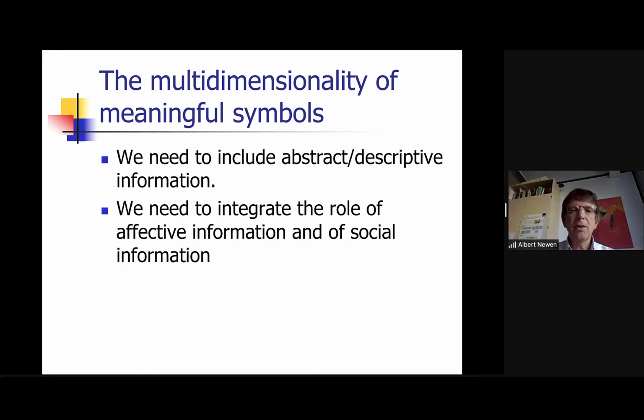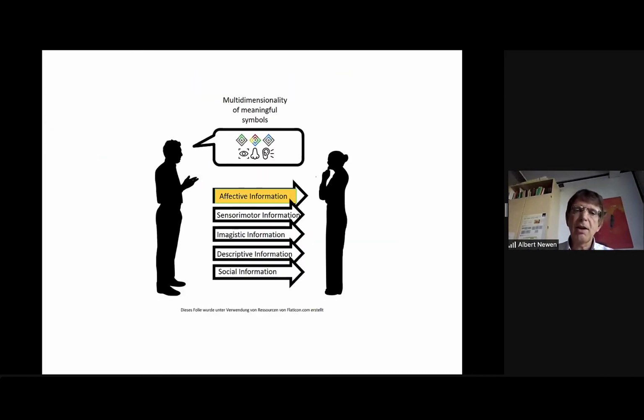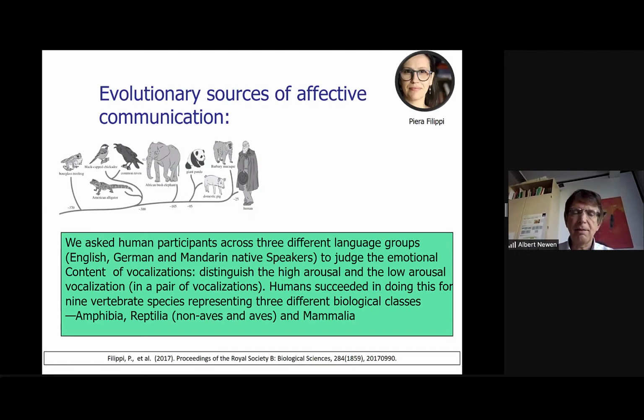Now, let me argue that we need to integrate the role of affective information as well and of social information. First, having a look at affective information. Now, I'm again going back to very early, very evolutionary, biologically anchored sources. And this is joint work with Piera Filippi, who was a fellow at our center.